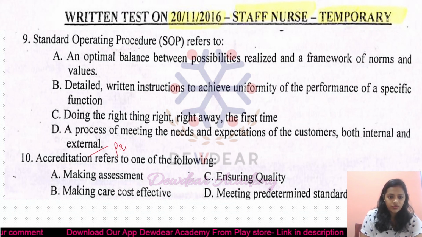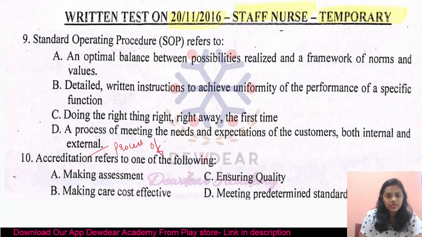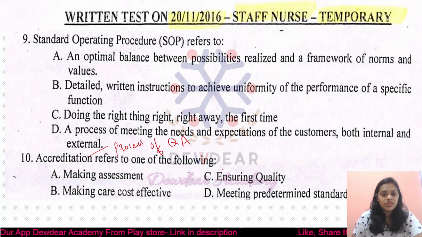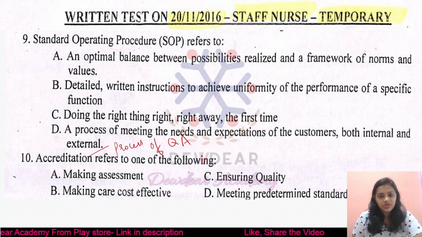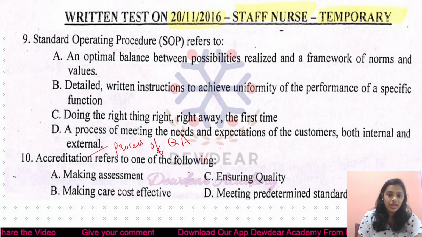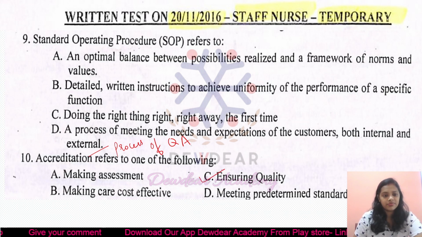It's a process of quality assurance. So in these options, accreditation refers to one of the following: whether it is making assessment, or making care cost effective, or to ensure the quality or meeting the predetermined standards. So here the answer is option C, ensuring the quality.